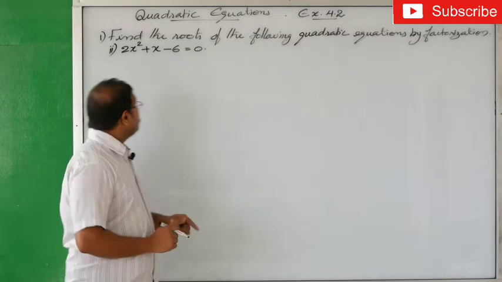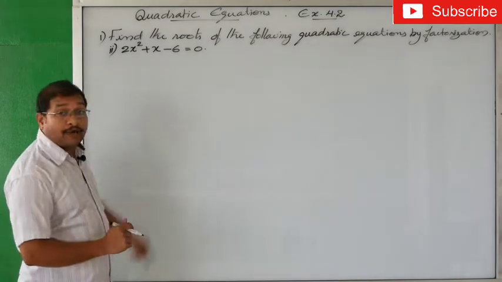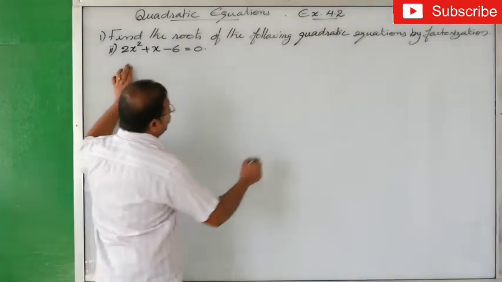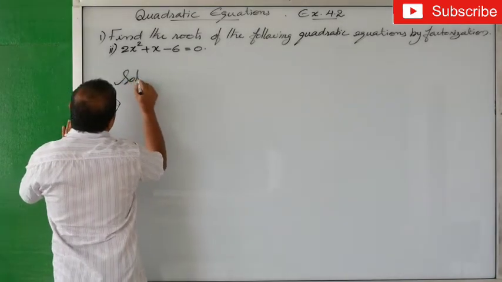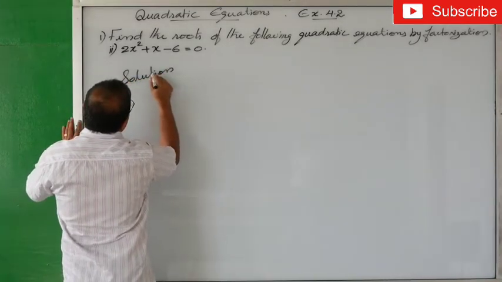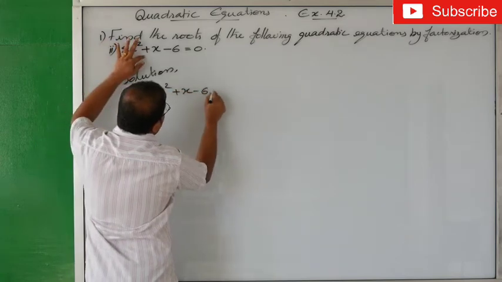Let's see the next question. 2x square plus x minus 6 equal to 0. What do you want to do? Find out the roots, isn't it? So what will we do first? We'll write solution. After that, 2x square plus x minus 6 equal to 0.